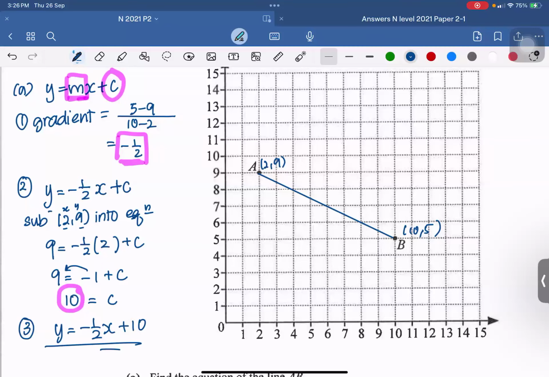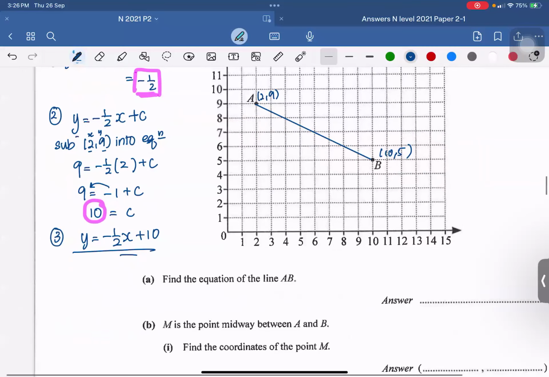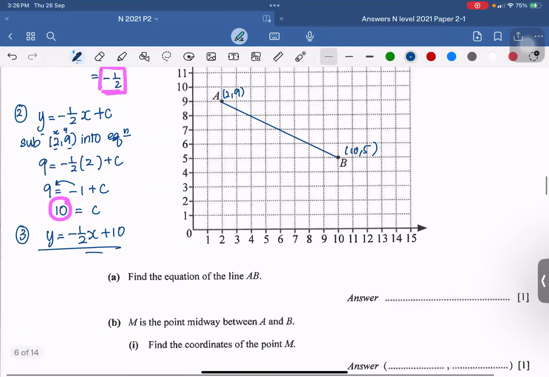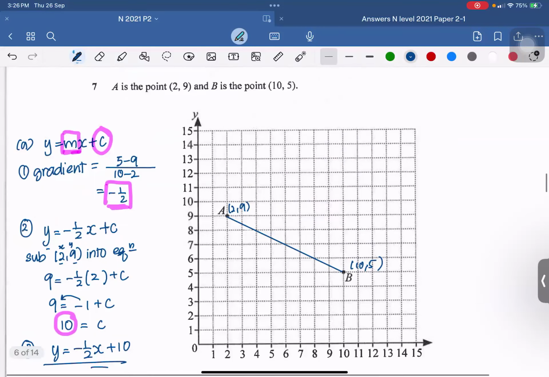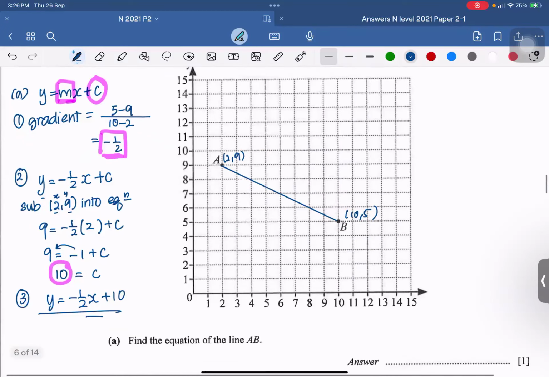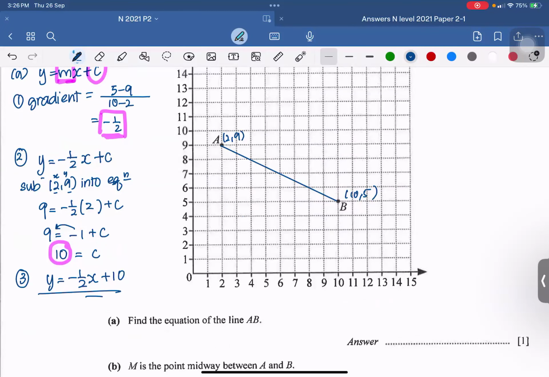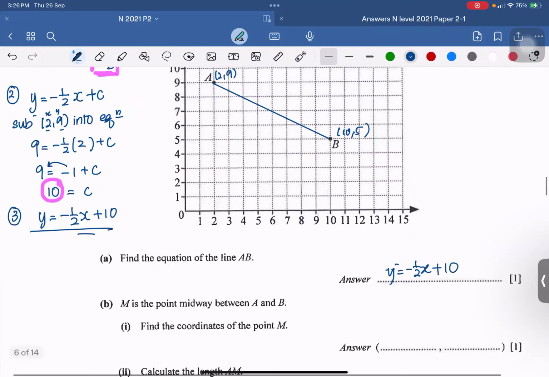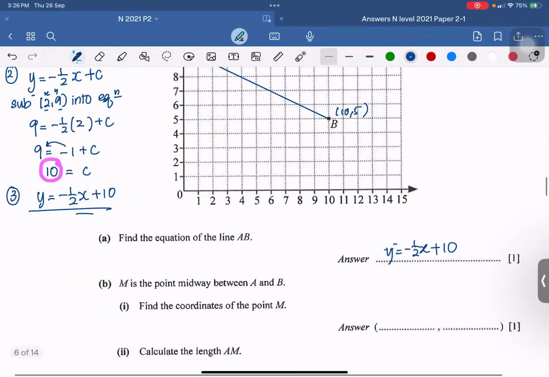So this question itself, I do not know why they only have this little number of marks, but the number of steps is actually quite a lot, unless they give you the gradient. So in this case, the equation of the line is y equals negative half x plus 10. Answer. Next question. This is repeated recently in trend.